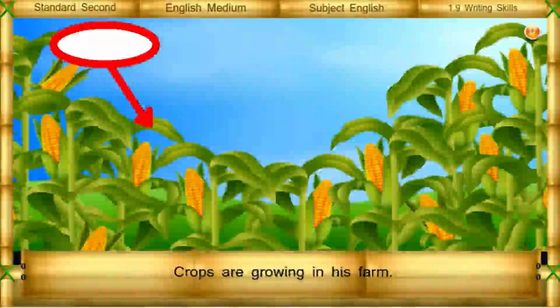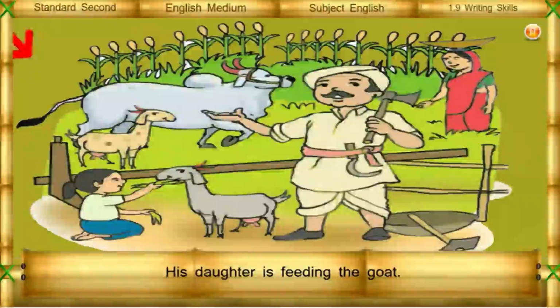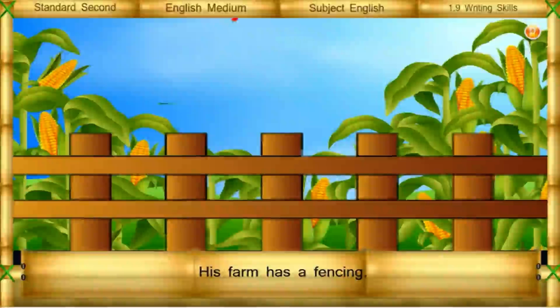Crops are growing in his farm. His daughter is feeding the goat. His farm has a fencing. Bhaurav is a happy farmer.